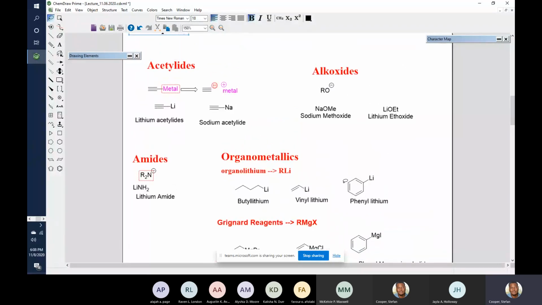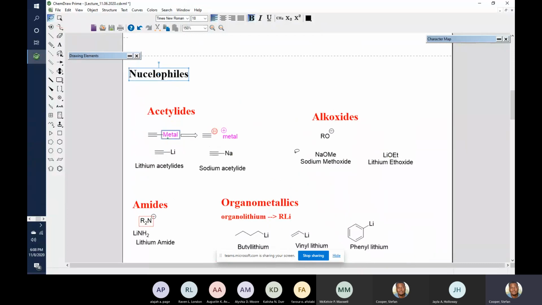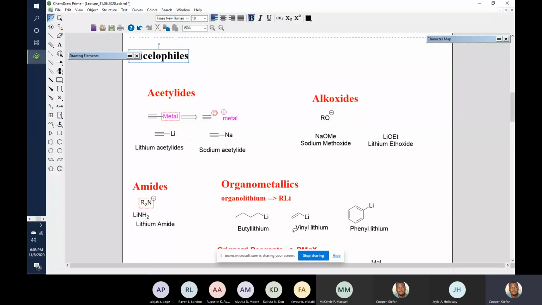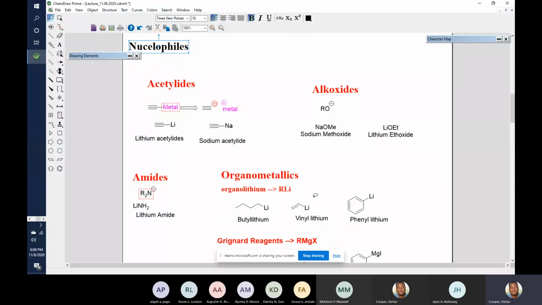All right, so these are all potential nucleophiles, and these are in the strong group. I know these are strong nucleophiles because there's a negative charge. Whenever I see a metal present, I know that metal is going to have a positive charge, and the anion directly attached will have a negative charge.